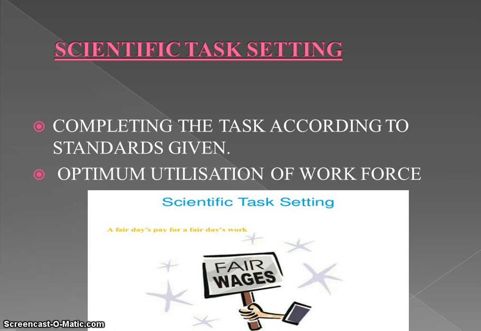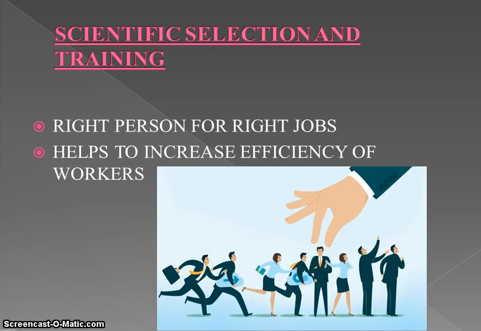The next technique is the technique of scientific selection and training. Scientific selection means selecting right persons for the right job. Selection should be unbiased and impartial. It should set proper goals for the employees and impart proper training to increase their efficiencies.